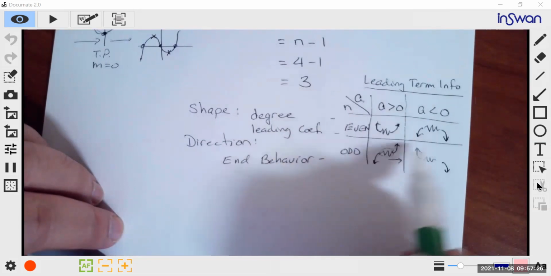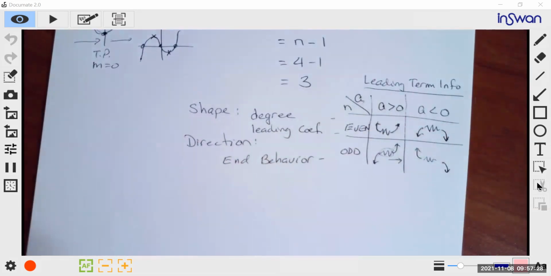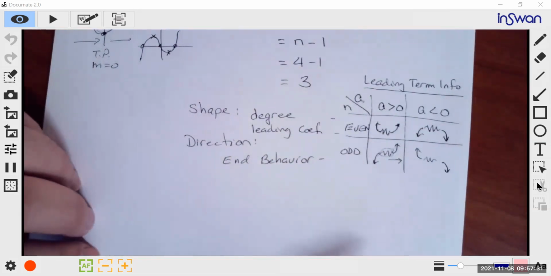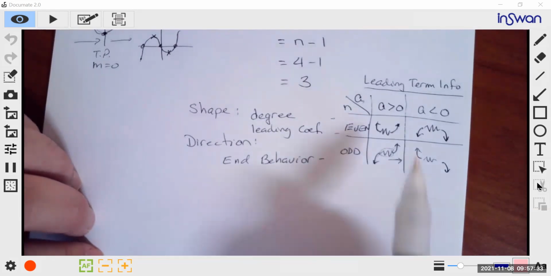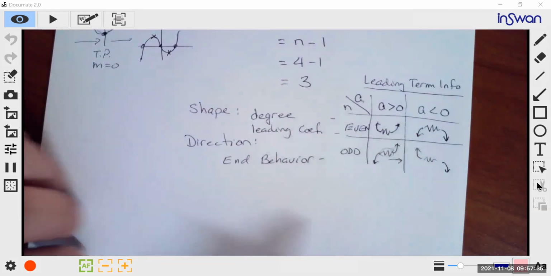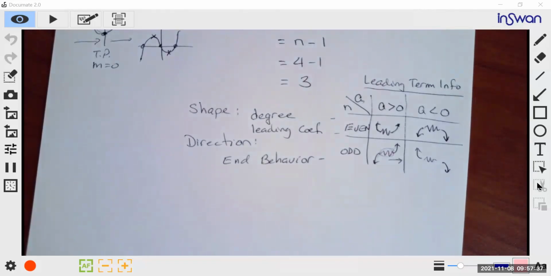So this little table here will help you visualize what the graph is going to look like. We at least know the end behavior. After the last intercepts, what's happening? What direction do those graphs go?